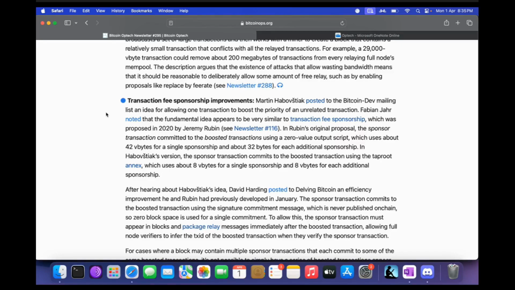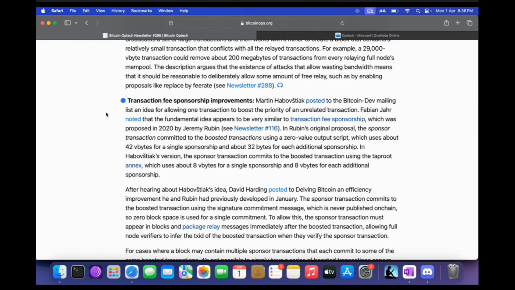There has to be, just like we have package relay. In a package relay, the child and the parent have to necessarily be included in the package. So this might need a consensus change. It might need a soft fork where you make amendments to the relay policies, you make amendments to the way the transactions are ordered in the mempool, to ensure that the boosting transaction and the boosted transaction are necessarily included together in the same block. Right. Something like a package relay.